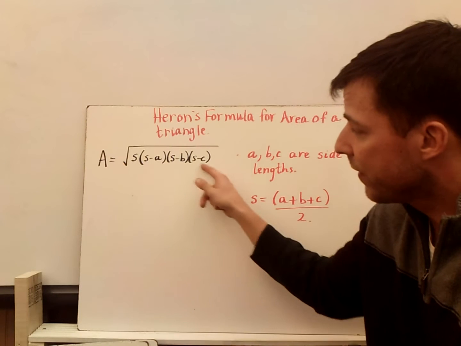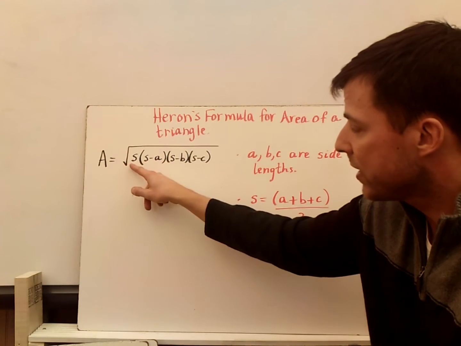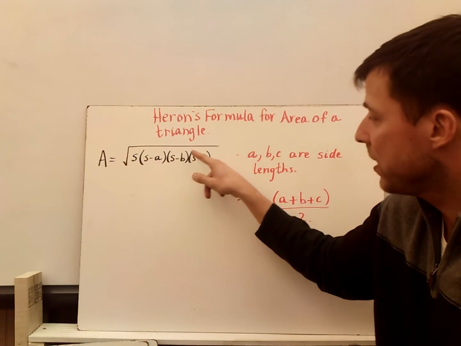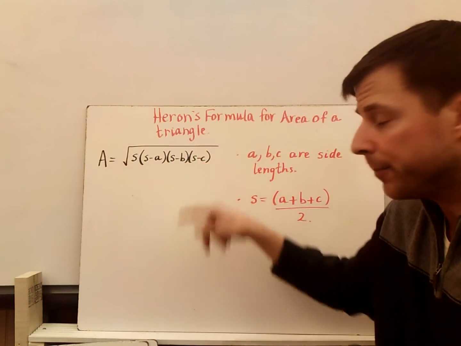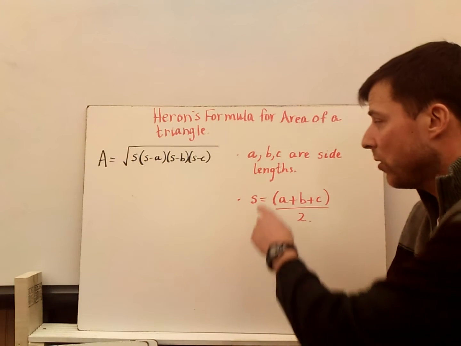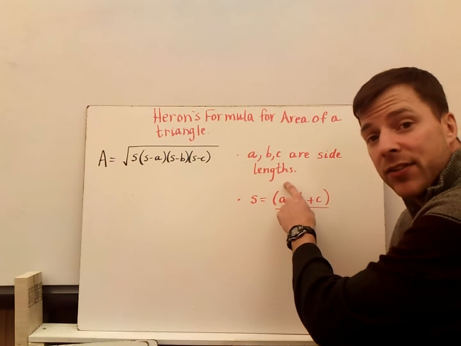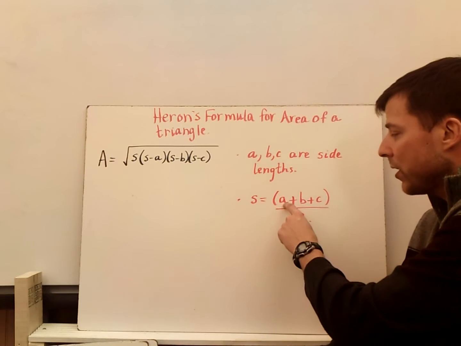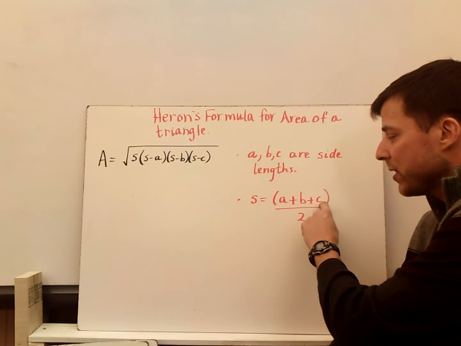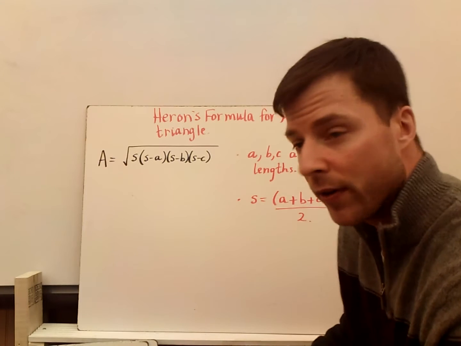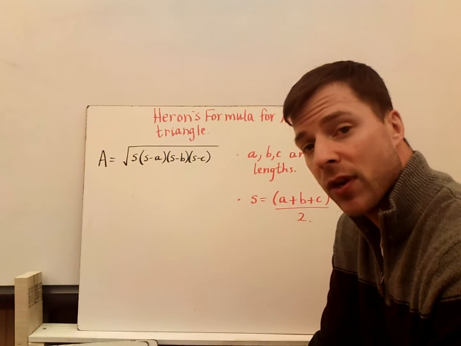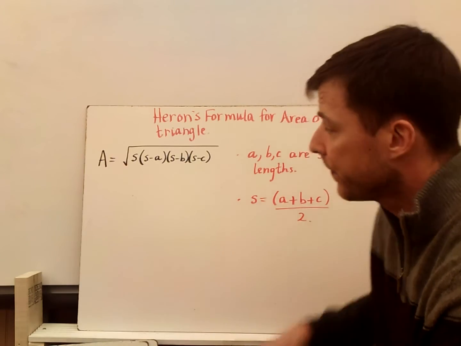And here's his area. It is equal to the square root of s times the quantity s minus a times the quantity s minus b times the quantity s minus c. Important things to know: a, b, and c are side lengths of the triangle, and s is equivalent to the quantity a plus b plus c, that quantity all divided by 2. So in order to use Heron's formula, you have to know all three sides of the triangle. If you don't, you can't use it.